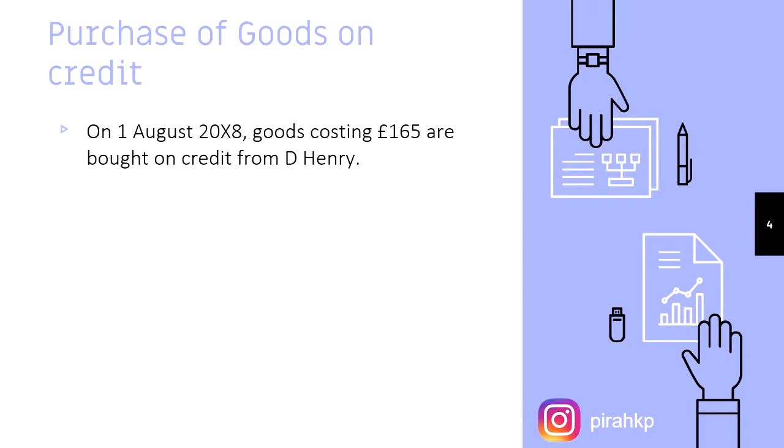Now, over here, what's happening? We bought goods. Goods were our destination. So we are going to write purchases. As I said, whenever purchases is written, you know this means we bought goods. Alright? So purchases, and then the next account is D. Henry or D. Henry payable.